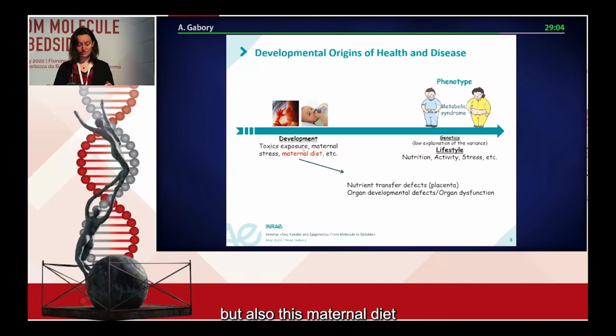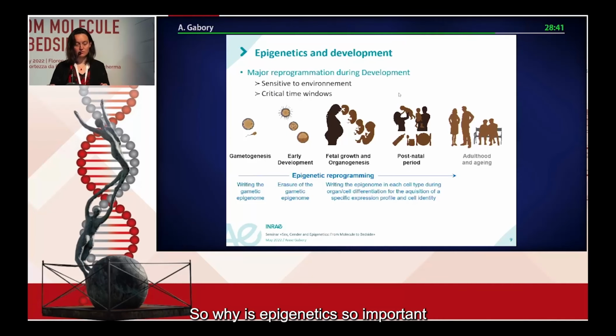But this maternal diet can also have an effect on the epigenetic pattern of the children, and this will lead to a predisposition to metabolic syndrome. And of course, lifestyle throughout life will also have an effect on epigenetics, leading to a vicious cycle and the appearance of a phenotype such as metabolic syndrome. So why is epigenetics so important in the DOHaD theory?